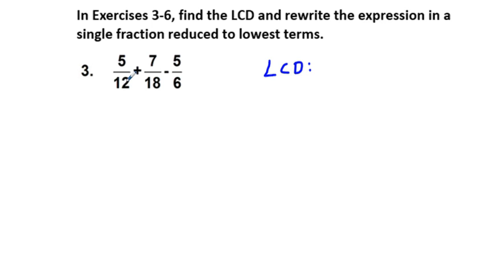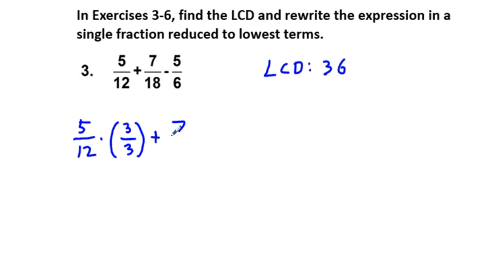Well, 12 times 3 is 36, 18 times 2 is 36, and 6 times 6 is 36. So 36 is going to be our least common denominator, and we can rewrite 5 twelfths as something over 36 by multiplying by 3 over 3. Okay, so 3 over 3 is 1, we know that, but we're putting this in a form that we'll be able to combine these fractions.